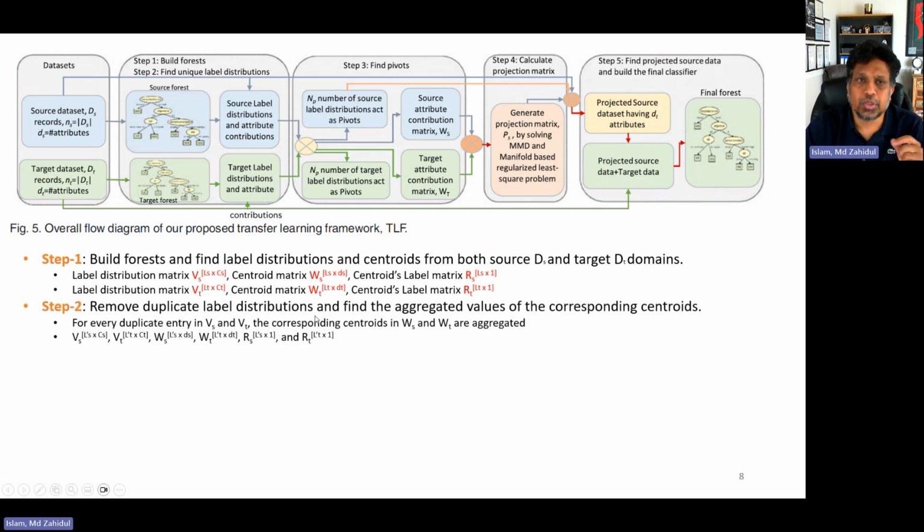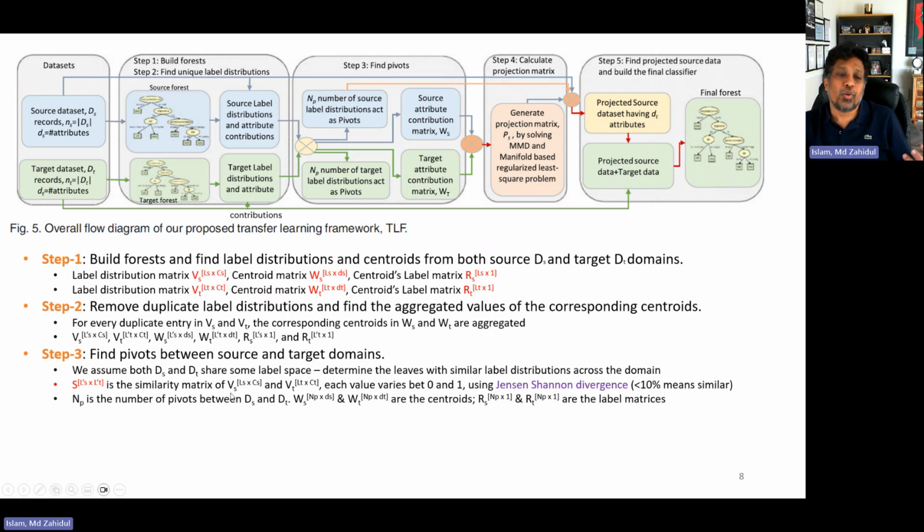Then we remove duplicate level distributions. Imagine that because we have many leaves on the source data set, it is possible that some of the leaves will have a similar type of class value distribution. For example, one leaf might have 100% highly satisfied clients, and it is possible that there will be another leaf also having 100% highly satisfied customers. So in that case, we merge these two leaves, we merge all the records belonging to these leaves, and we find the merged centroid of these merged leaves. So that is what we are saying here: remove duplicate level distributions and find the aggregated values of the corresponding centroids. And then we find these matrix values for source and target again.